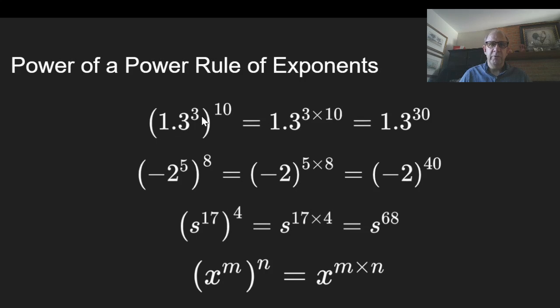If I have 10 groups of 3 of these, I would have 30 of those. If I have 8 groups of 5 negative 2's, then I would have 40 negative 2's. If I have 4 groups of 17 S's being multiplied, then I would have 68 S's being multiplied. For any numbers m and n, if I have n groups of x raised to the mth power, then I have x raised to the m times n power.